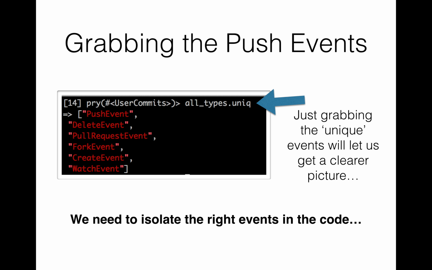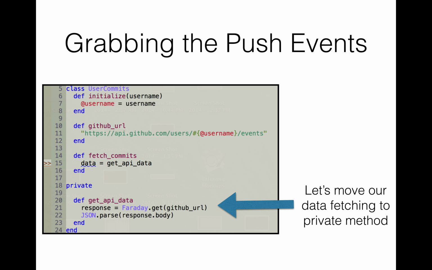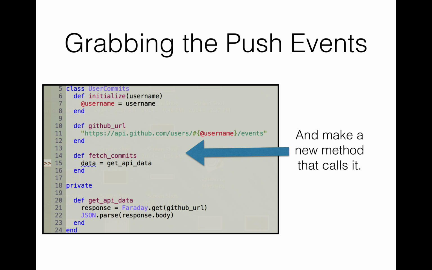We need to isolate the right events in the code. So what we're going to do is move our data fetching to a private method. The reason we're going to do that is we could build our whole class with everything that happens in that get API data, but that isn't really what that method does. All we want that method to do is go out and get our API data, and we want to end it there. So we're going to create a new method up here that calls that get API data, and we're going to have that be sort of our controller.